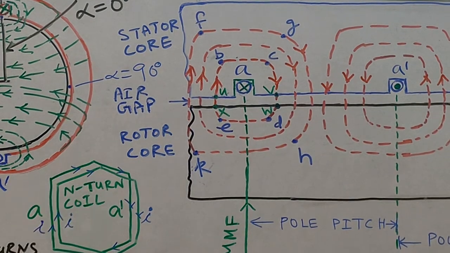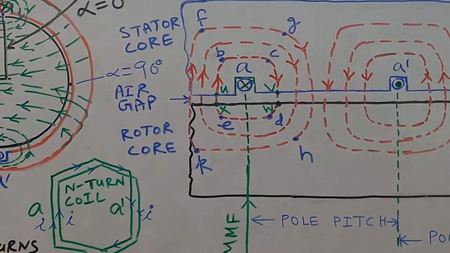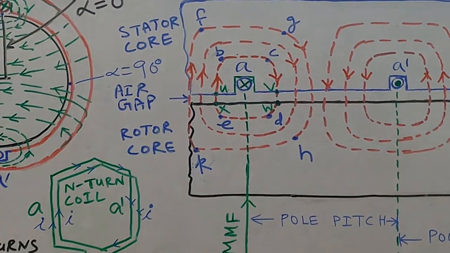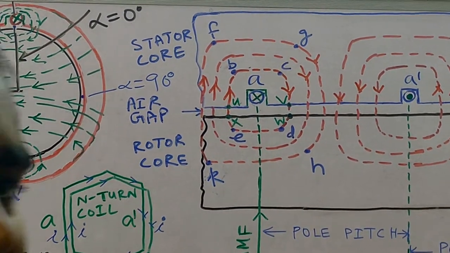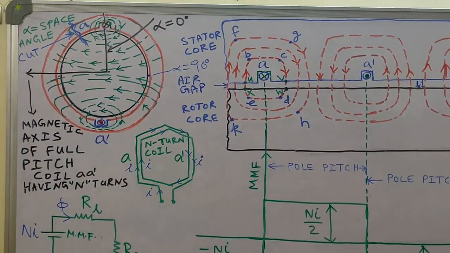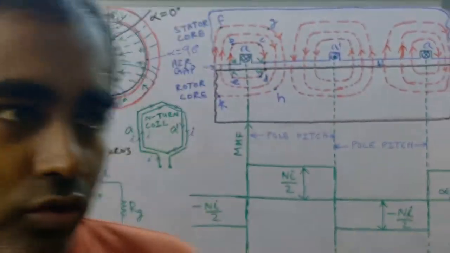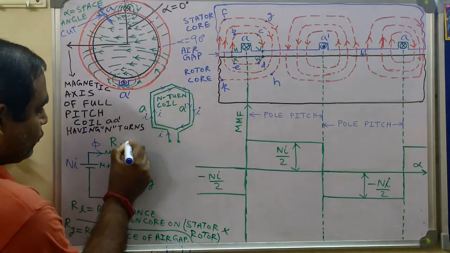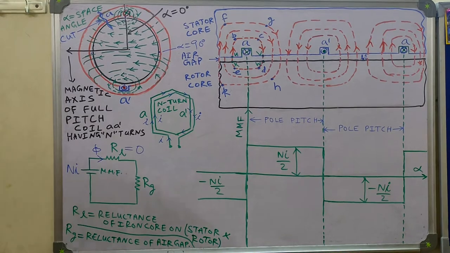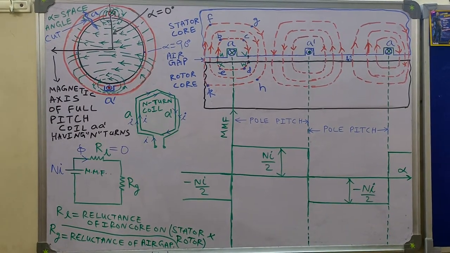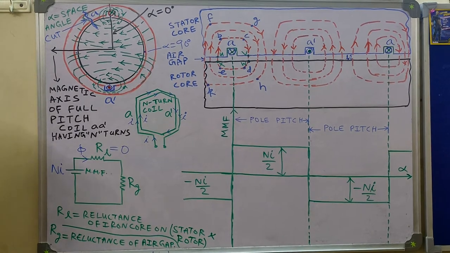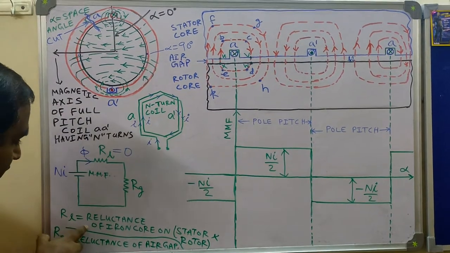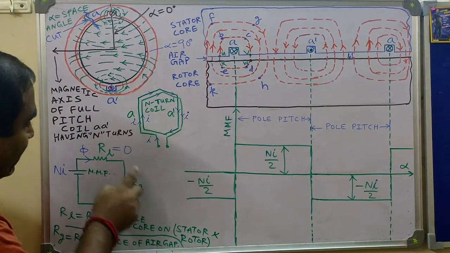So these paths, U, B, C, V and W, D, E, X, are on the stator core and rotor core. But we have assumed earlier that the reluctance offered by the iron portion of the stator core and rotor core is zero. So no reluctance is offered to the magnetic lines of flux. So basically here RL is zero because of the assumption that the stator core and rotor core have infinite permeability. So RL, which was denoting the reluctance of iron core on stator and rotor, will also be zero.